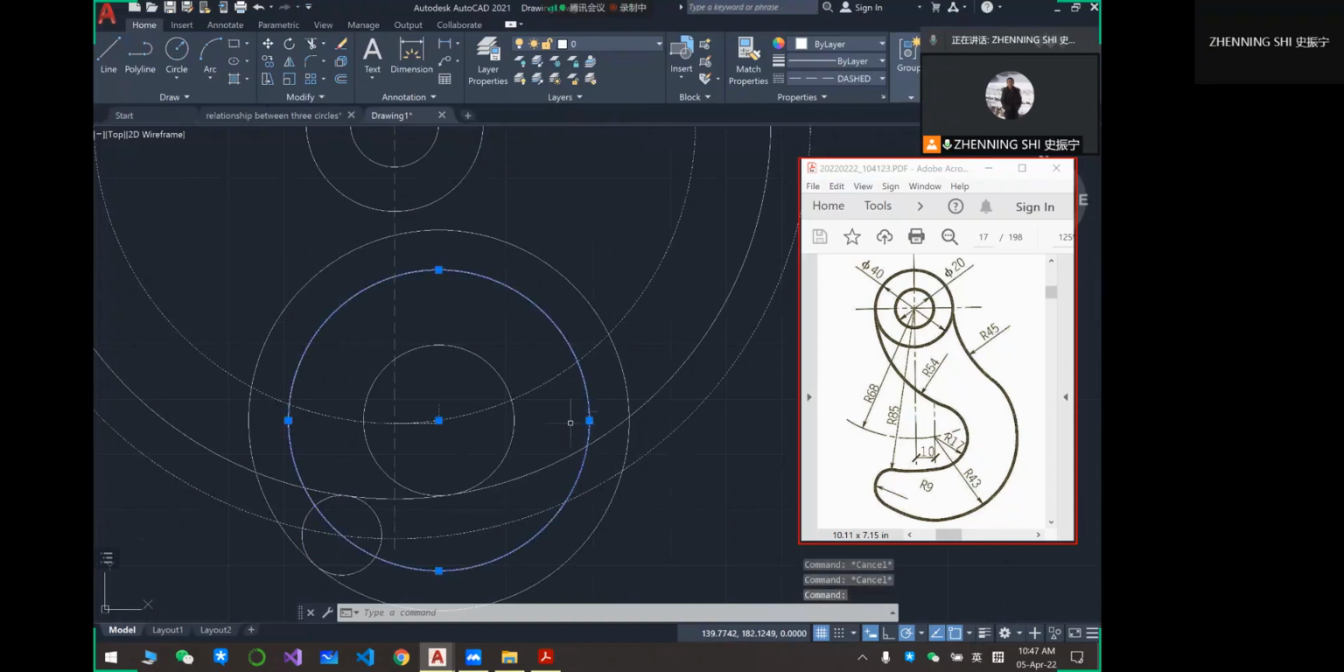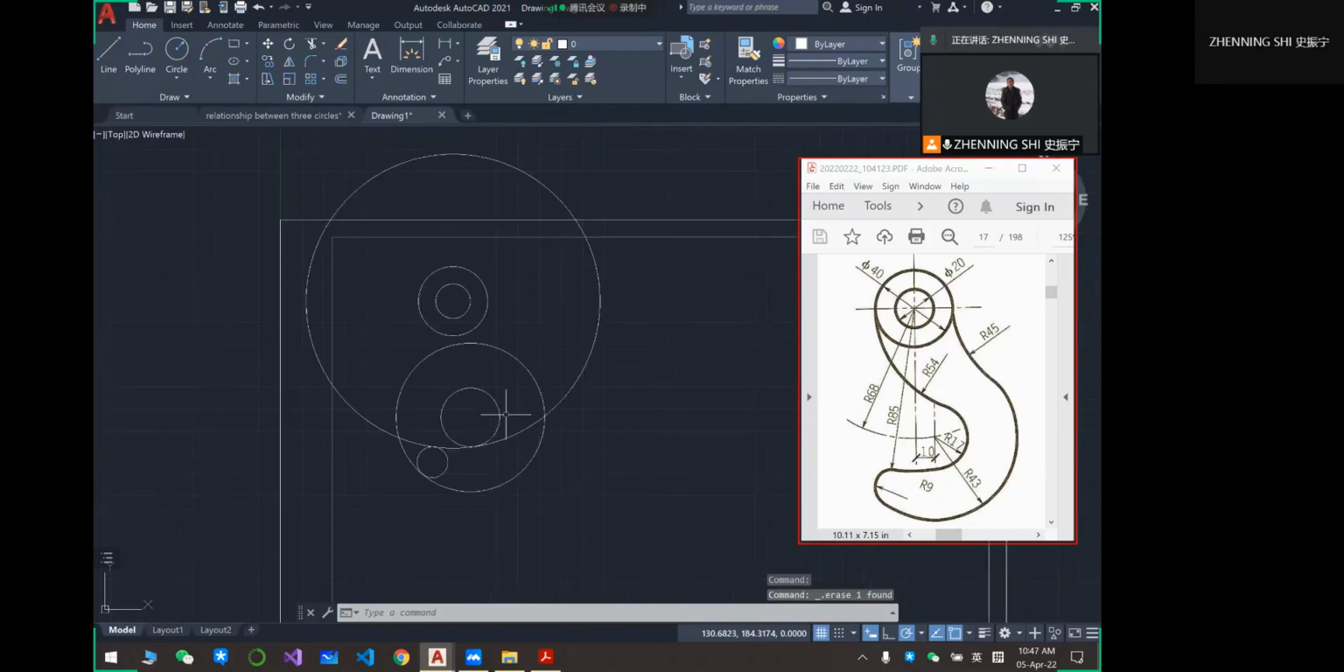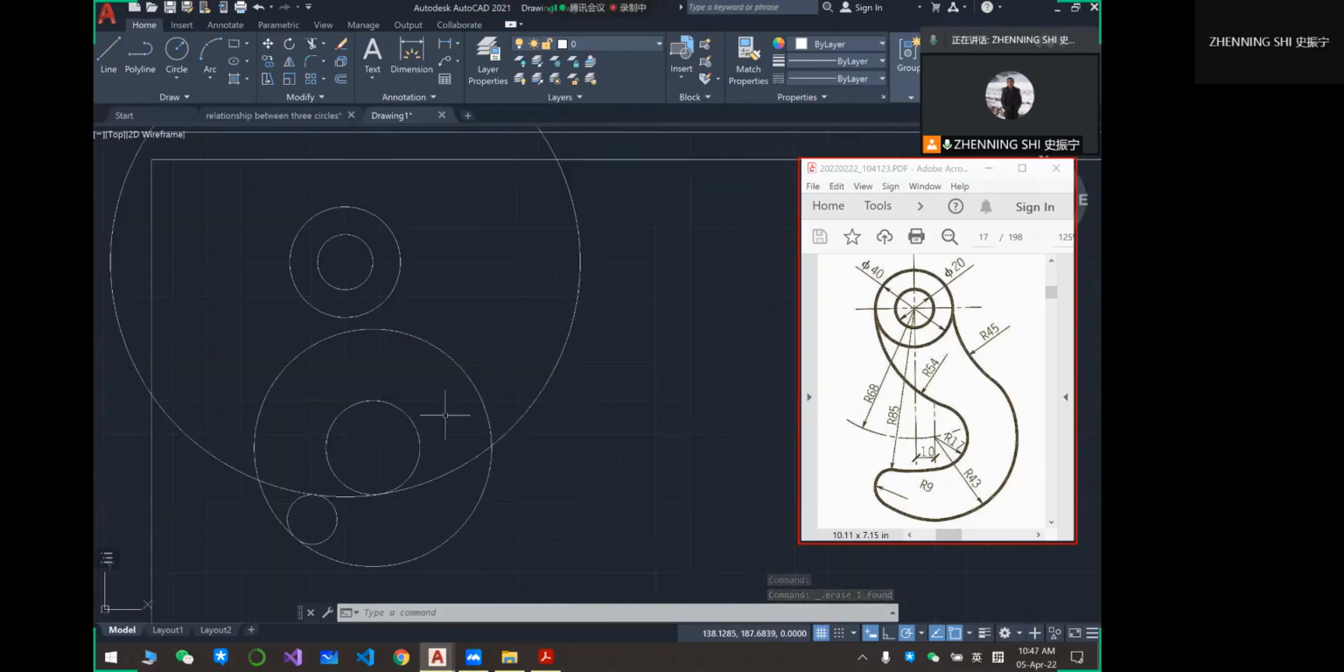So okay, now let me delete the auxiliary circles to make the screen clearer. I think it's more clear. And then the next one is R54. You know, R54 is both circumscribed with R17 and inscribed with R20.